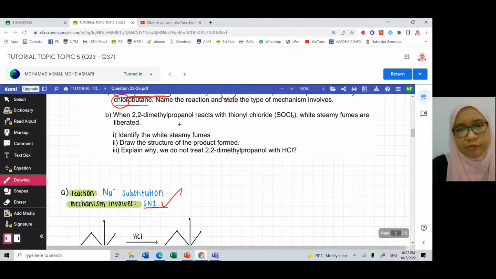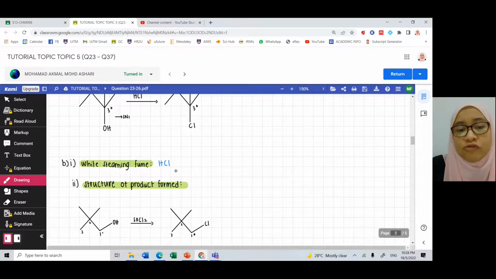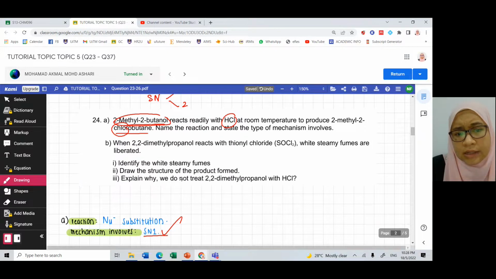When 2,2-dimethyl-propanol reacts with thionyl chloride, white steamy fumes are liberated. Identify the white steamy fumes. So these white steamy fumes are known as hydrogen chloride. And this is specifically for thionyl chloride. It will produce these steamy fumes that represent the hydrogen chloride. Next, draw the structure of the product formed.